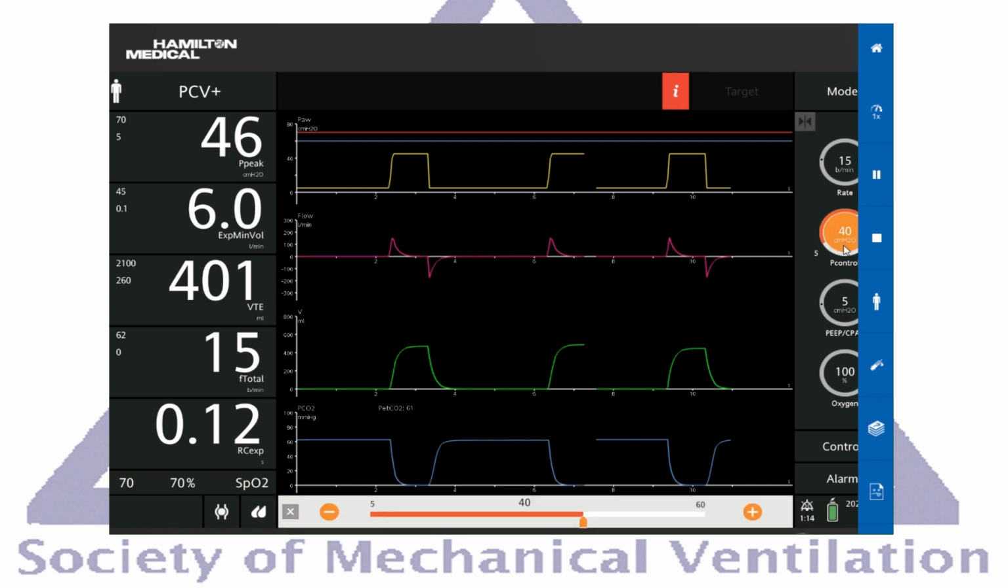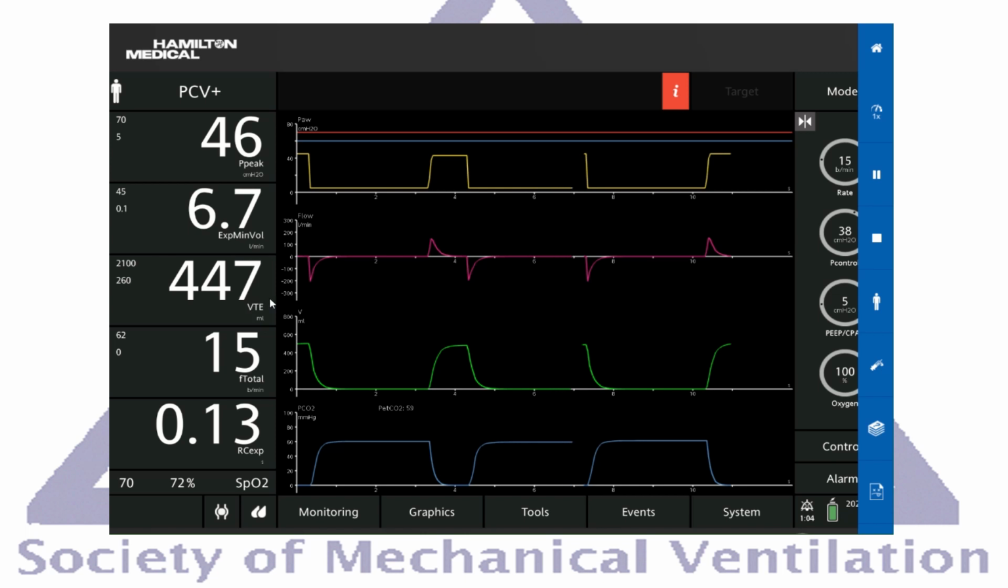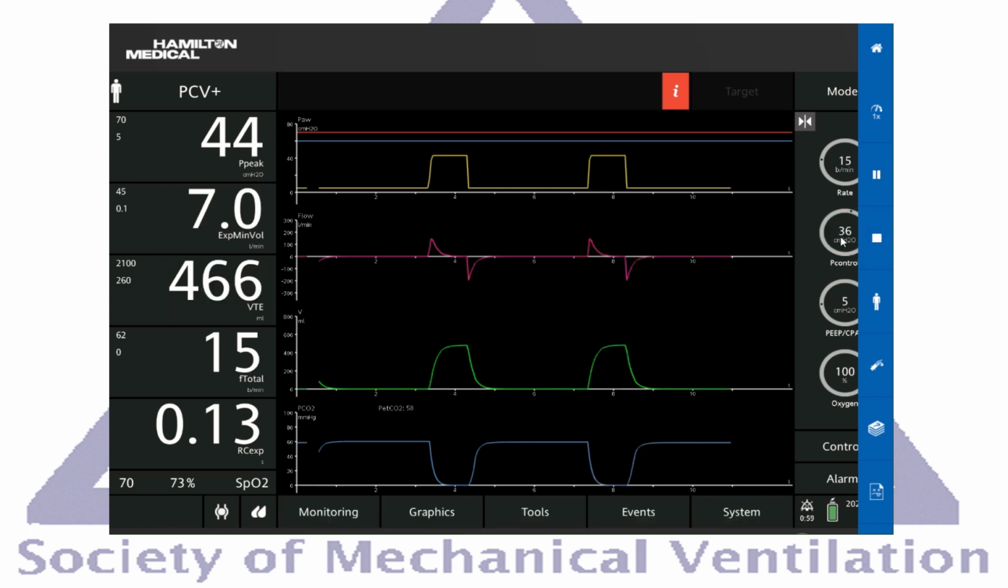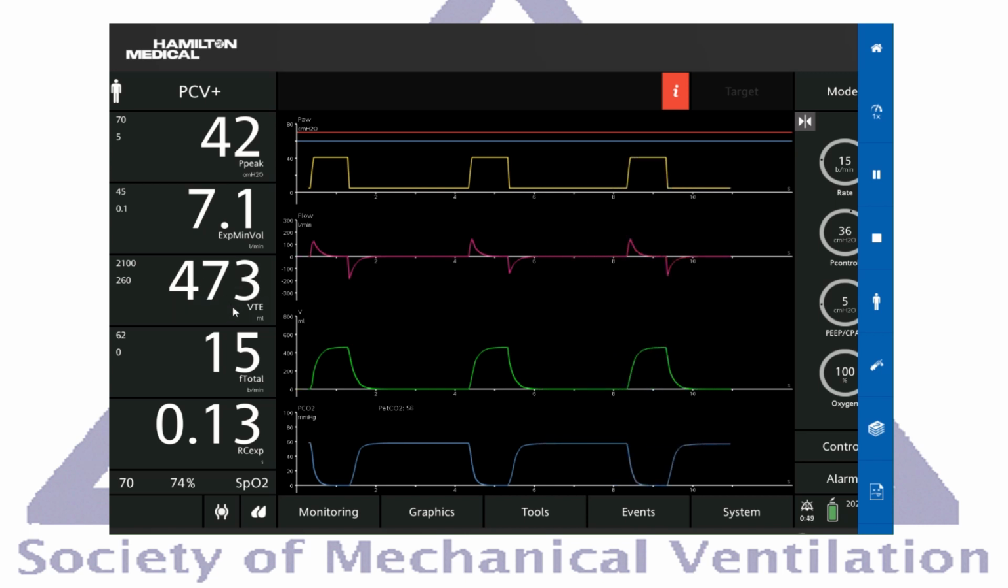I just want to show you the comparison between volume control and pressure control, what will happen by simply switching the mode. Okay, the tidal volume is going up, so I'm trying to go down again on the pressure to get an equivalent tidal volume. We'll take a couple of breaths for the ventilator to adjust to the tidal volume.